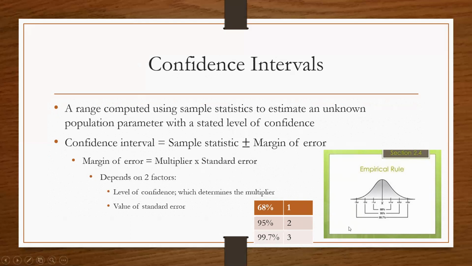If you don't remember the empirical rule, it's basically saying that everything within plus or minus one standard deviation from the mean takes up 68% of the total values. Everything within plus or minus 2 standard deviations from the mean is going to be 95%. And everything within 3 standard deviations is 99.7%. So it makes sense when you look at it that way.